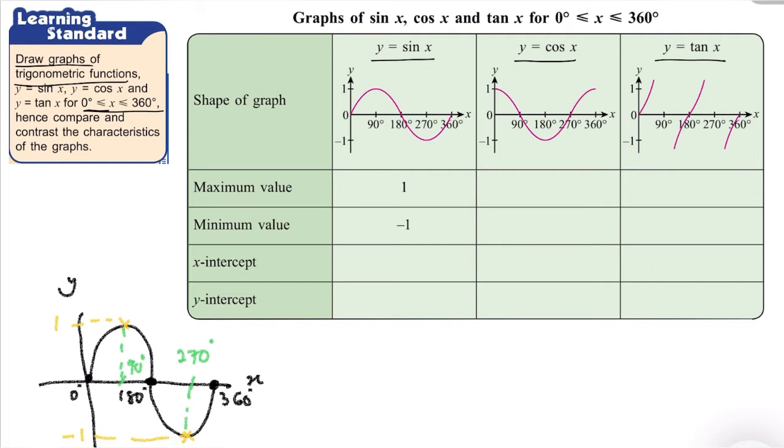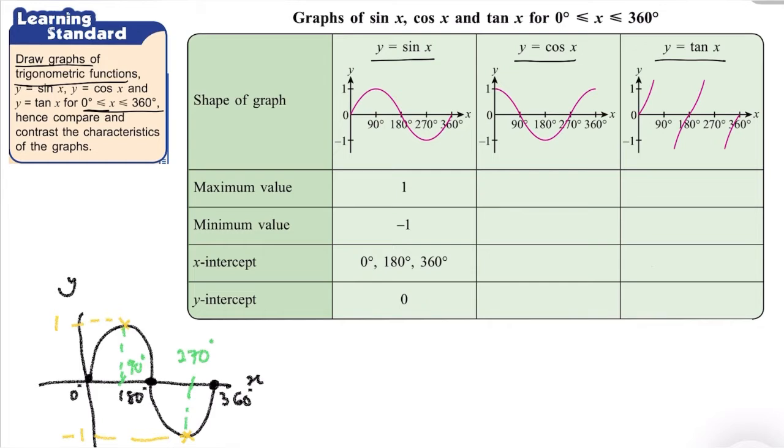X-intercept. X-intercept is when my sine graph intersect with the x-axis. So first it intersect here, see at 0 degree. Next, the graph of sine intersect here at 180 degree, and last one, my sine graph intersect at 360 degree. Let's look at y-intercept. At 0 value, 0 unit at y-axis.